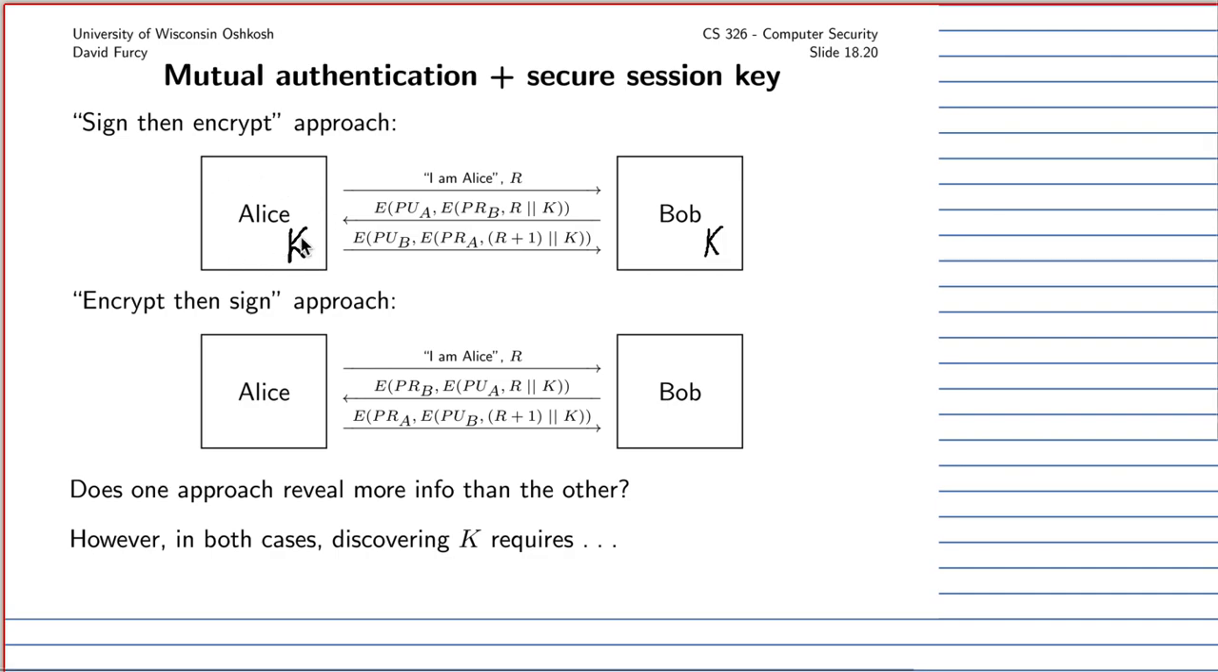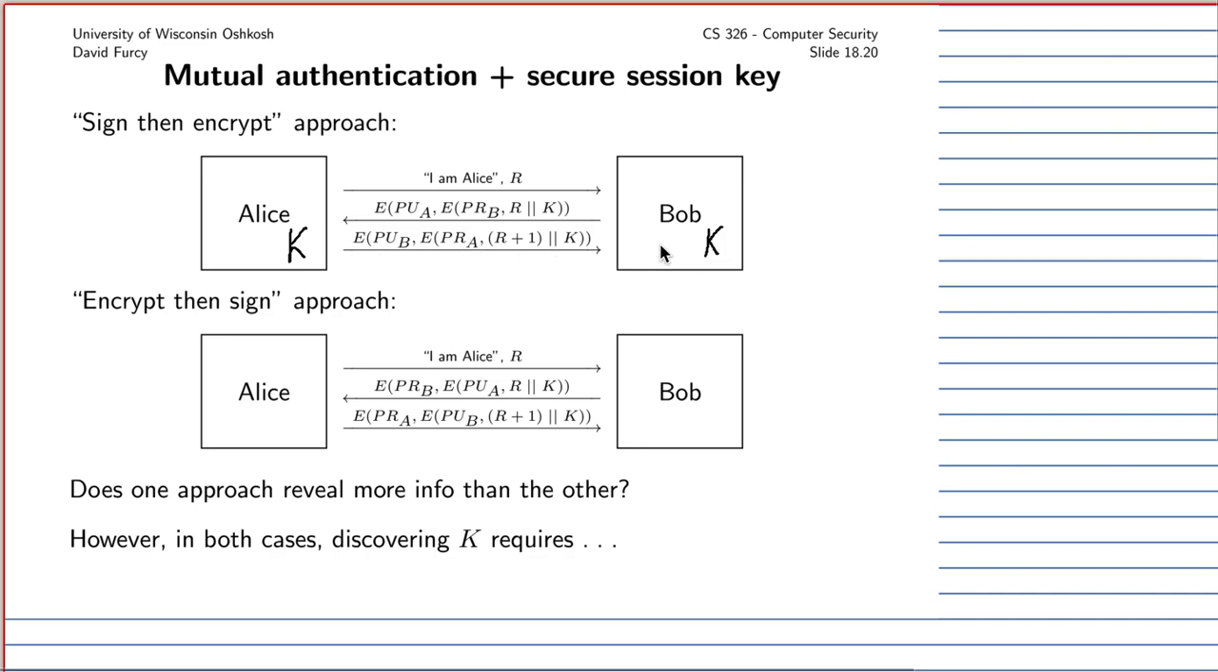Now, to authenticate herself to Bob and to send the key securely back to him, she will first sign the key and a version of the original nonce using her private key. So she will do sign then encrypt. Here is the signature stage. Then she will encrypt using Bob's public key.